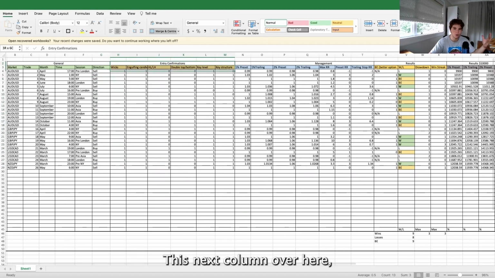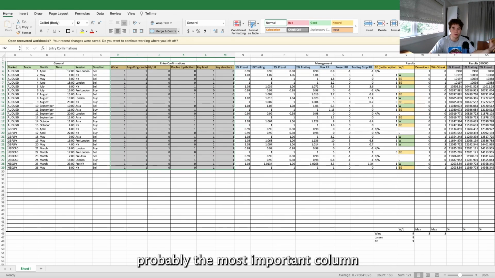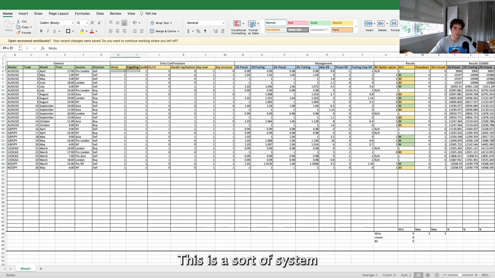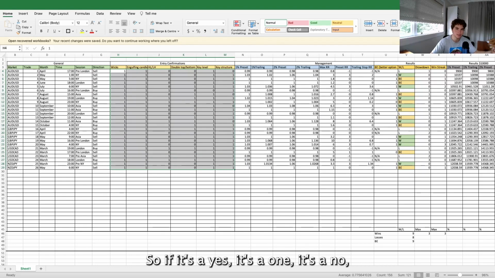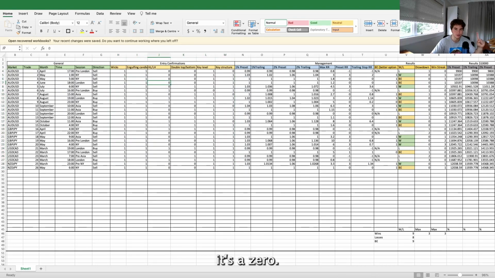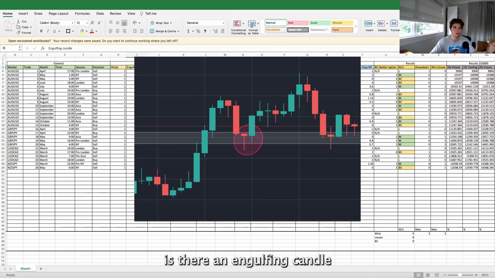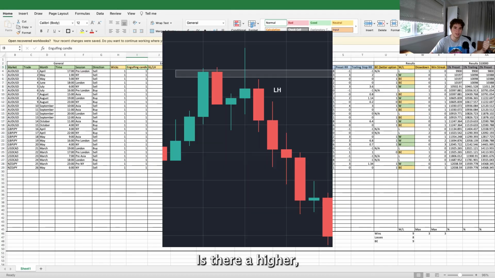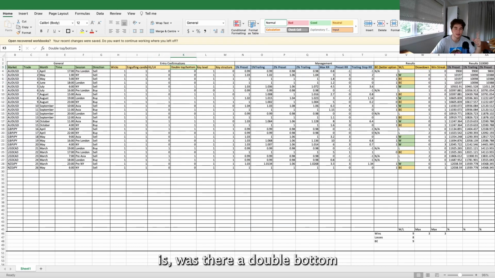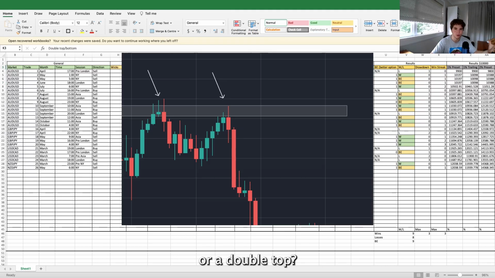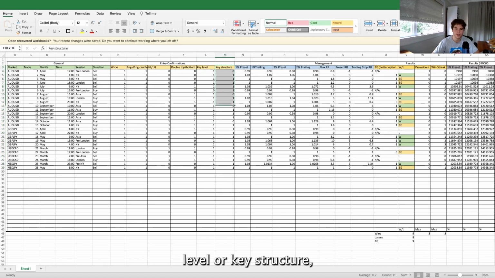This next column over here is probably the most important column in this whole thing. It's a sort of system I've created for my strategy. Every time I enter a trade, I ask myself these questions. If it's a yes, it's a 1. If it's a no, it's a 0. Are there wicks that are formed, as in wick rejections? Is there an engulfing candle on that entry? Is there a higher low, lower high structure formed? The next thing is, was there a double bottom or a double top? Whether we are at a key level or a key structure.